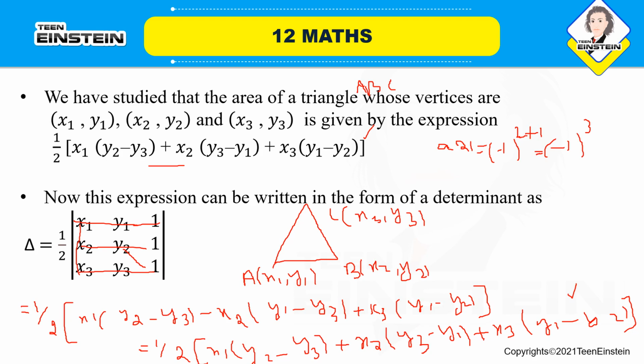Instead of remembering this result, we can use the following result. Since we are studying determinants, we are using this result, and this is very easy to remember, whereas this is not easy to remember. So instead of using this big expression, we are using the following result as we have studied the concept of determinants. Using this result, we are going to find the area of the triangle.